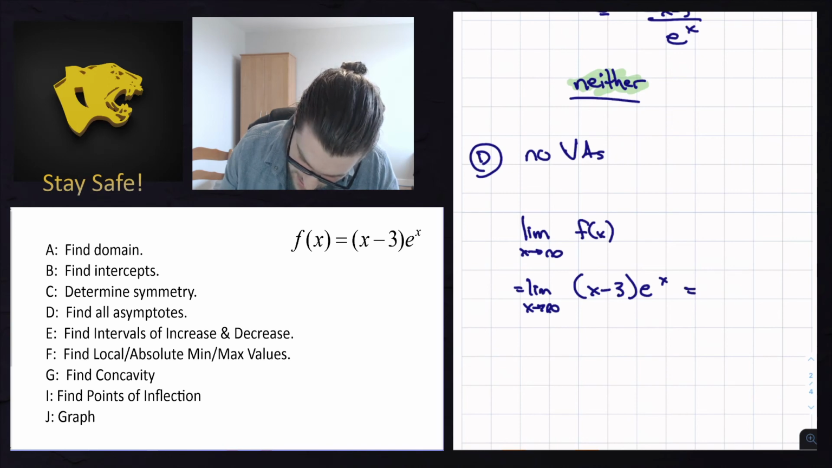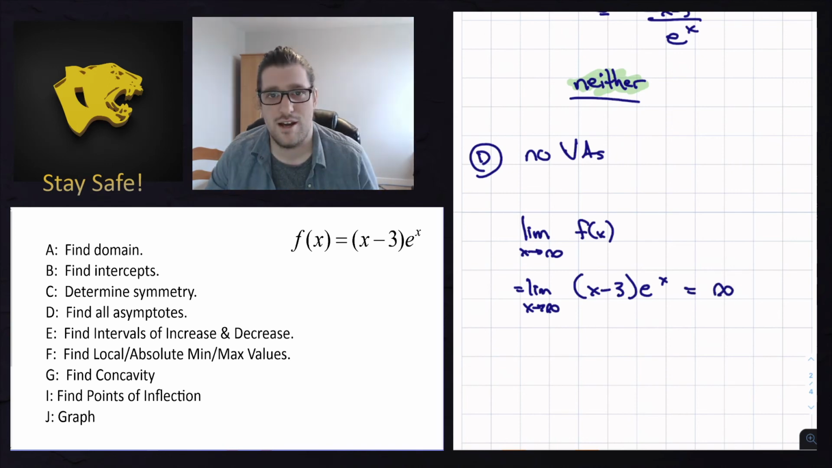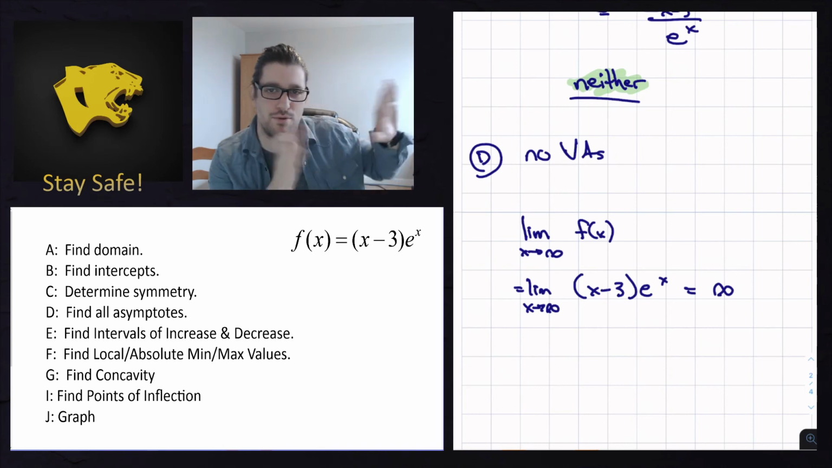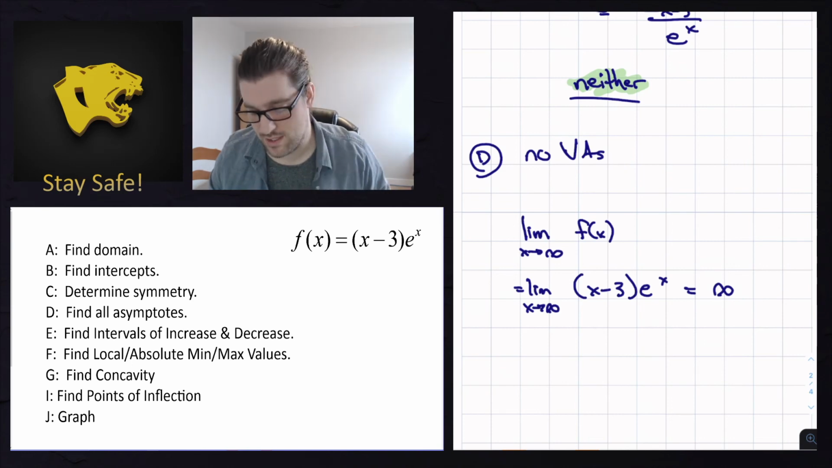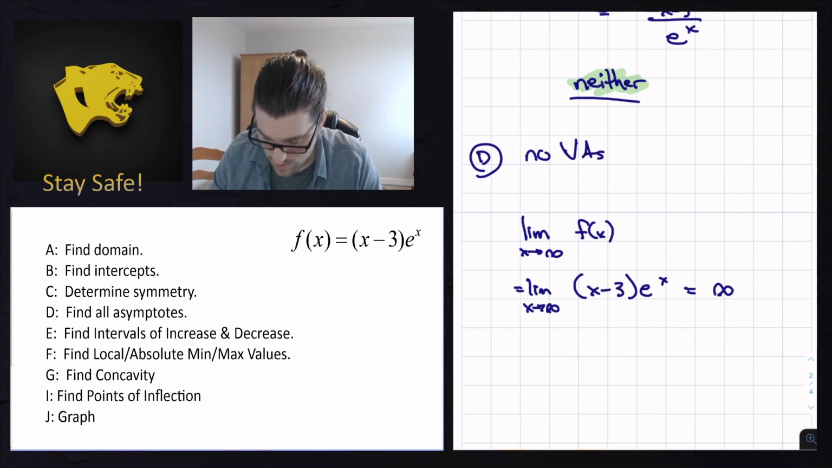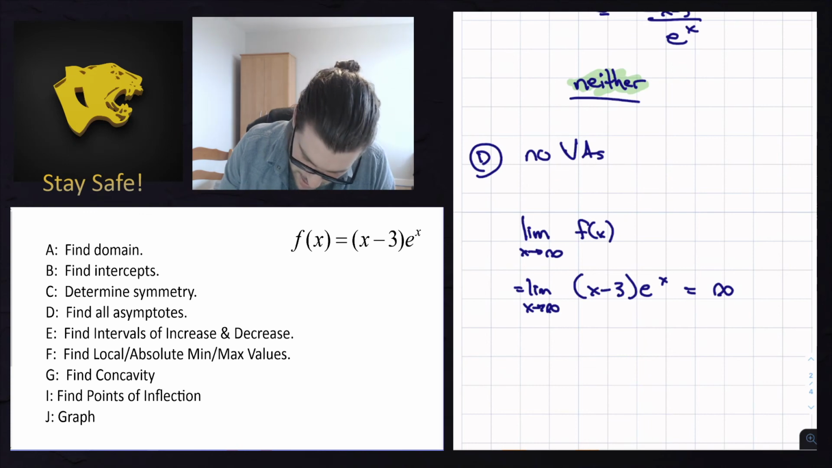So this one is just approaching positive infinity, which means that there is no asymptote associated with that. As you go to the right, it basically just gets larger and larger, and it's going to do so at an increasing rate because of that e to the x. So nothing going on out that way.